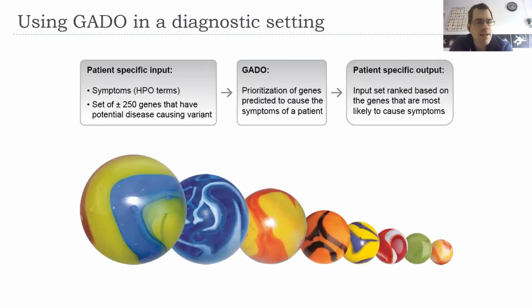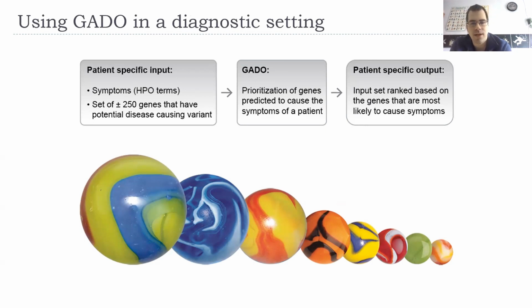And the idea that we then have is how can we use this in a diagnostic setting, or at least in a rare disease research setting, where you have patient-specific input, so for instance the HPO terms that you observe for this patient, and you have a set of usually about 250 genes that have a potentially disease-causing variant. Going through each of these 250 genes for each individual patient is of course a lot of work.